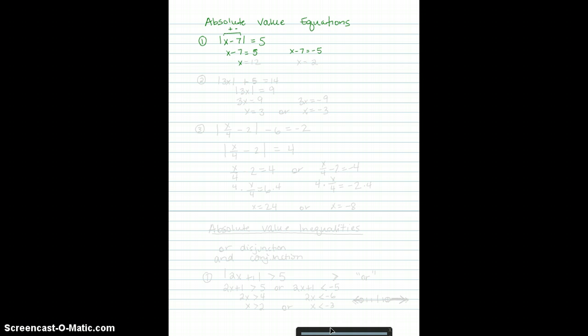So we add 7, and x is equal to 12, and then we add 7, and x is equal to 2. So then you can check those answers by plugging them back in if you would like. Let's look at another one.